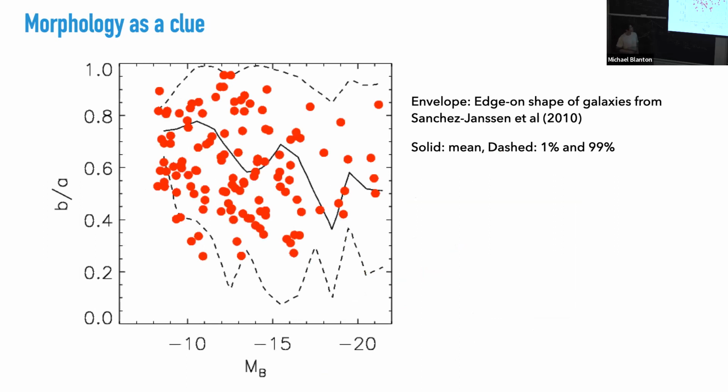Same thing here with morphologies. Okay, so, right, I mentioned that some of these LMC-mass things that I was running were disky. Here, this is the edge-on axis ratio, so B to A. So if you were looking at the thing edge-on, it's the short to long axis ratio. And the black lines are real observed dwarf galaxies from Sanchez Janssen et al. This is the mean of their dwarf galaxy sample in the solid black, and then the dashed lines are the 1 and 99% regions. And here's all of our dwarf galaxies in here. So they span the range pretty well in terms of matching the observed morphologies.